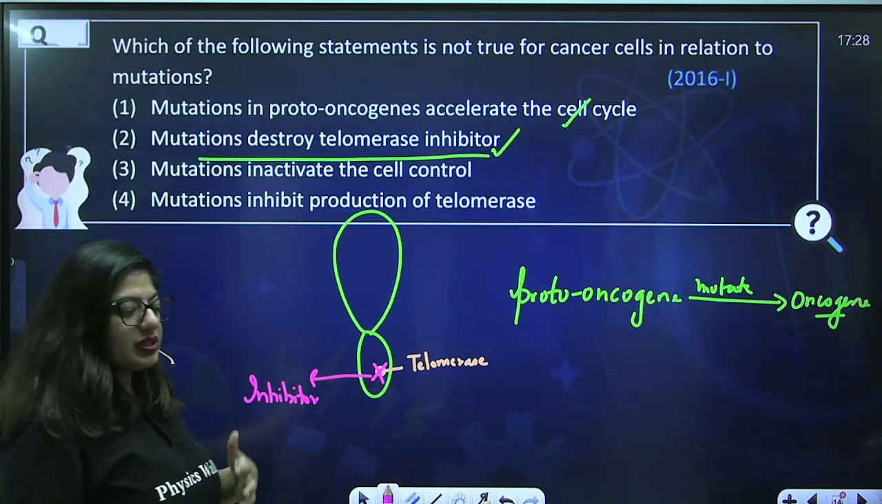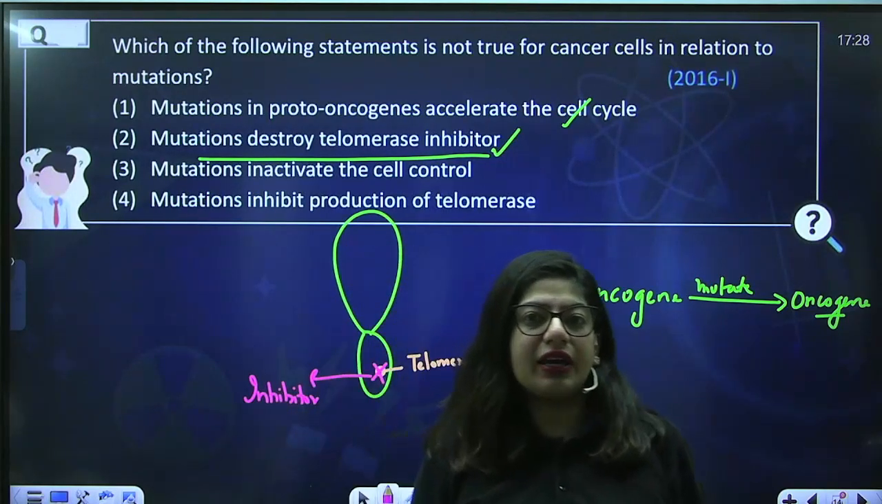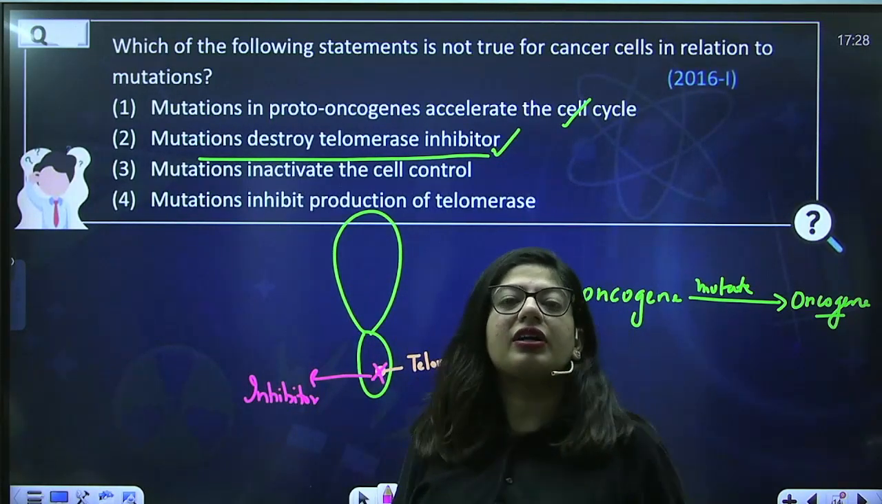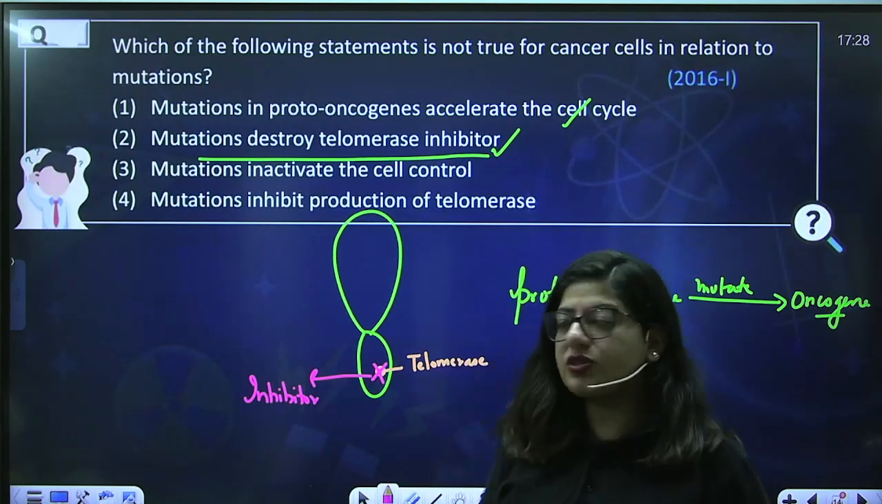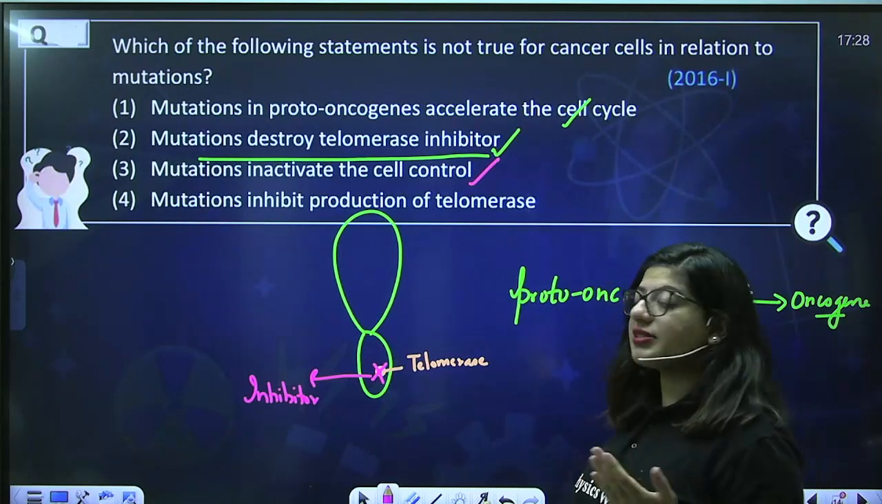Cell control is a type of checkpoint or control system in the cell cycle, which will inhibit cell division. So if cell control is mutated, it will also lead to the formation of cancer cells.